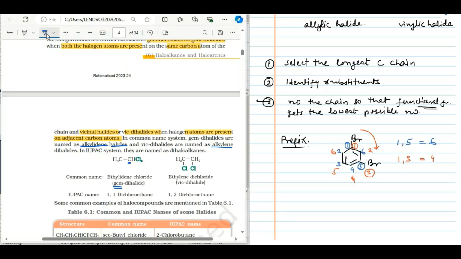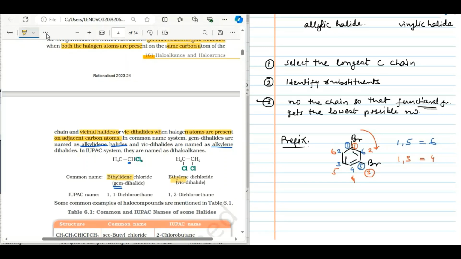So when you see the common name of gem dihalide, it is named as ethylidene chloride. It is named as ethyl because it contains 2 carbon long chain. That's why the name is ethylidene chloride. While in case of vicinal dihalide, it is named as ethylene dichloride. Ethylene because it has 2 carbons. That's why the name is ethylene. As it is vicinal, that's why we have used ethylene dichloride.